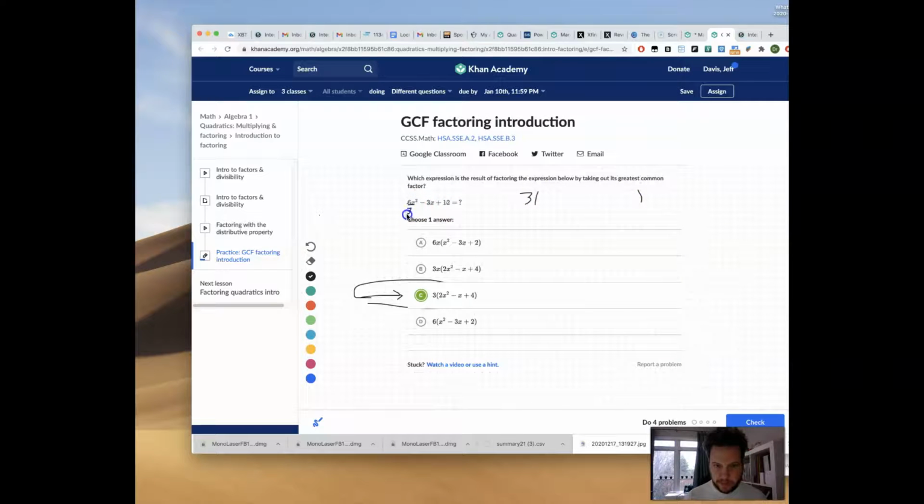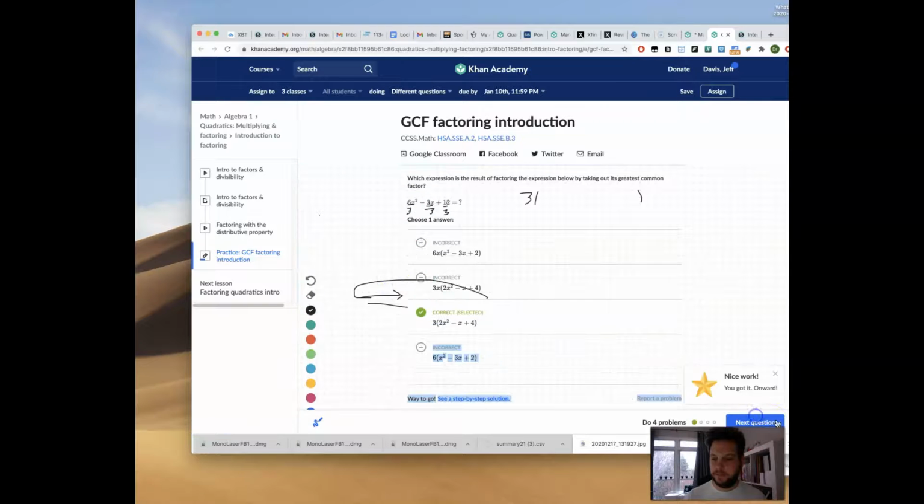And then remember, distributive is multiplication. So reverse distributive is division. What you're going to do is divide each of those by 3, and if you do that, you'll end up here. And that's your answer.